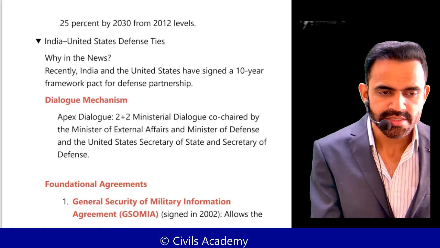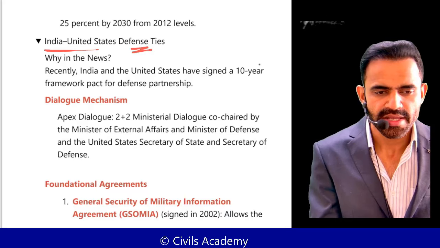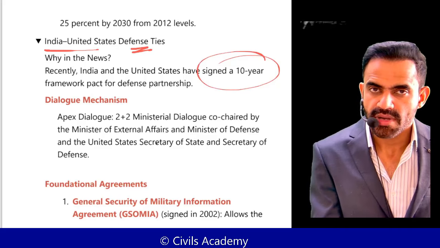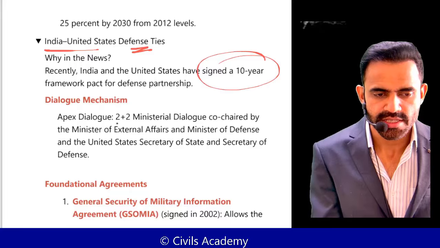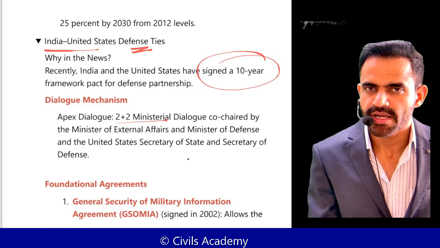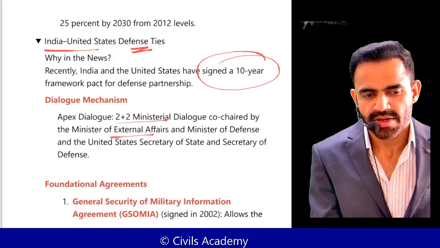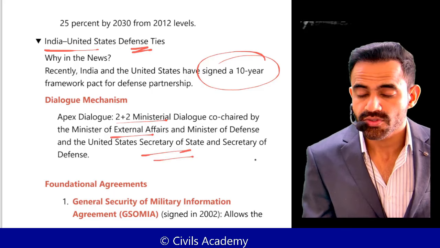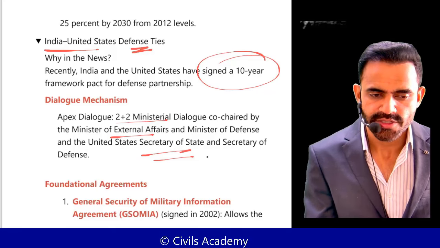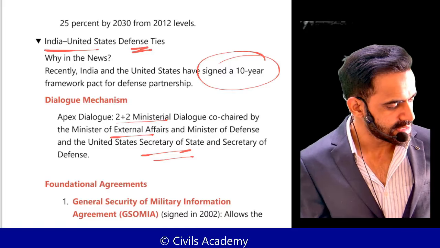Next is related to India and US defense ties. Again, nothing new is happening in this case. We have just renewed our partnership for the next 10 years. As far as the US and India are concerned, we have a 2 plus 2 dialogue. 2 plus 2 basically means two ministers from the Indian side and two ministers from the US side. Which two ministers? Our external affairs minister and our defense minister. From their side, there will be a Secretary of State and a Secretary of Defense. Okay, just the same.